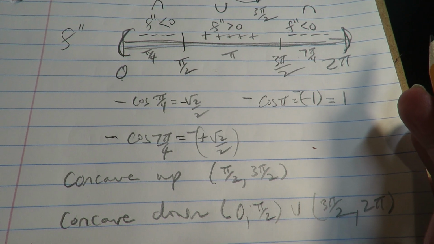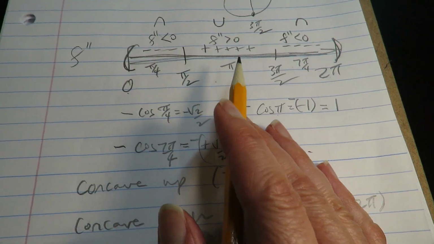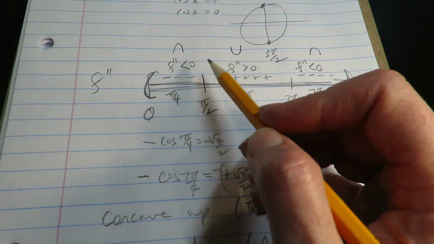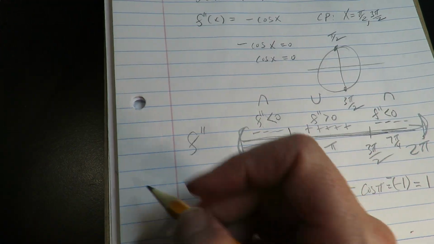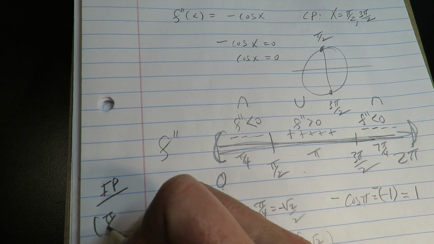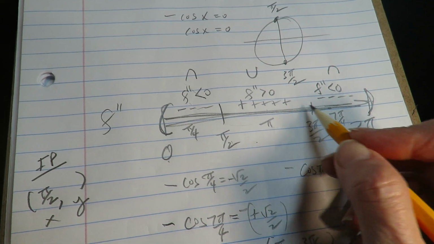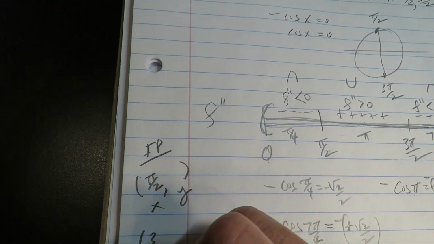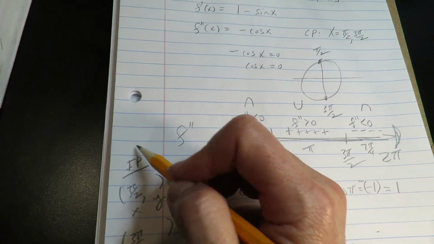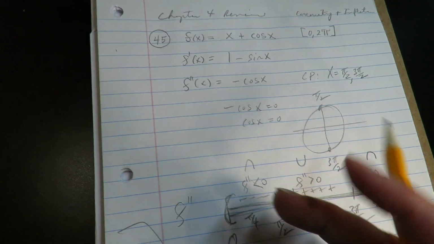All right, so now let's look for inflection points. Remember, an inflection point is when you change concavity around a critical point. So right here we can see it's an inflection point because we changed concavity. So we have an inflection point at pi over 2. I'll go back and get the y value in a moment. And we also have an inflection point here at 3 pi over 2 because we're changing concavity again. These would be points that you would put on the graph when graphing the original function.